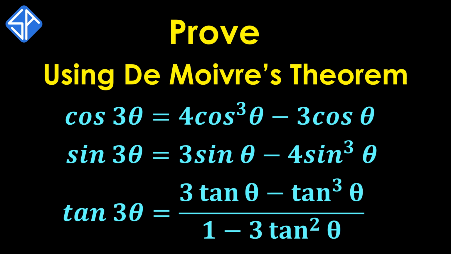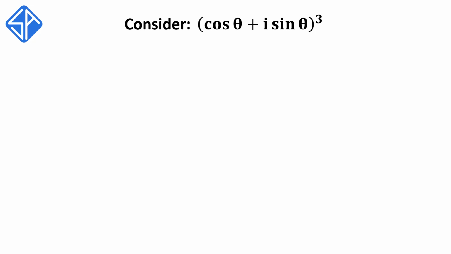In this video, we're going to look at how to prove the following trigonometric identities using a combination of binomial expansion and De Moivre's theorem. We're going to begin by considering the expansion of (cos theta + i sine theta) cubed. We can expand this using binomial expansion.